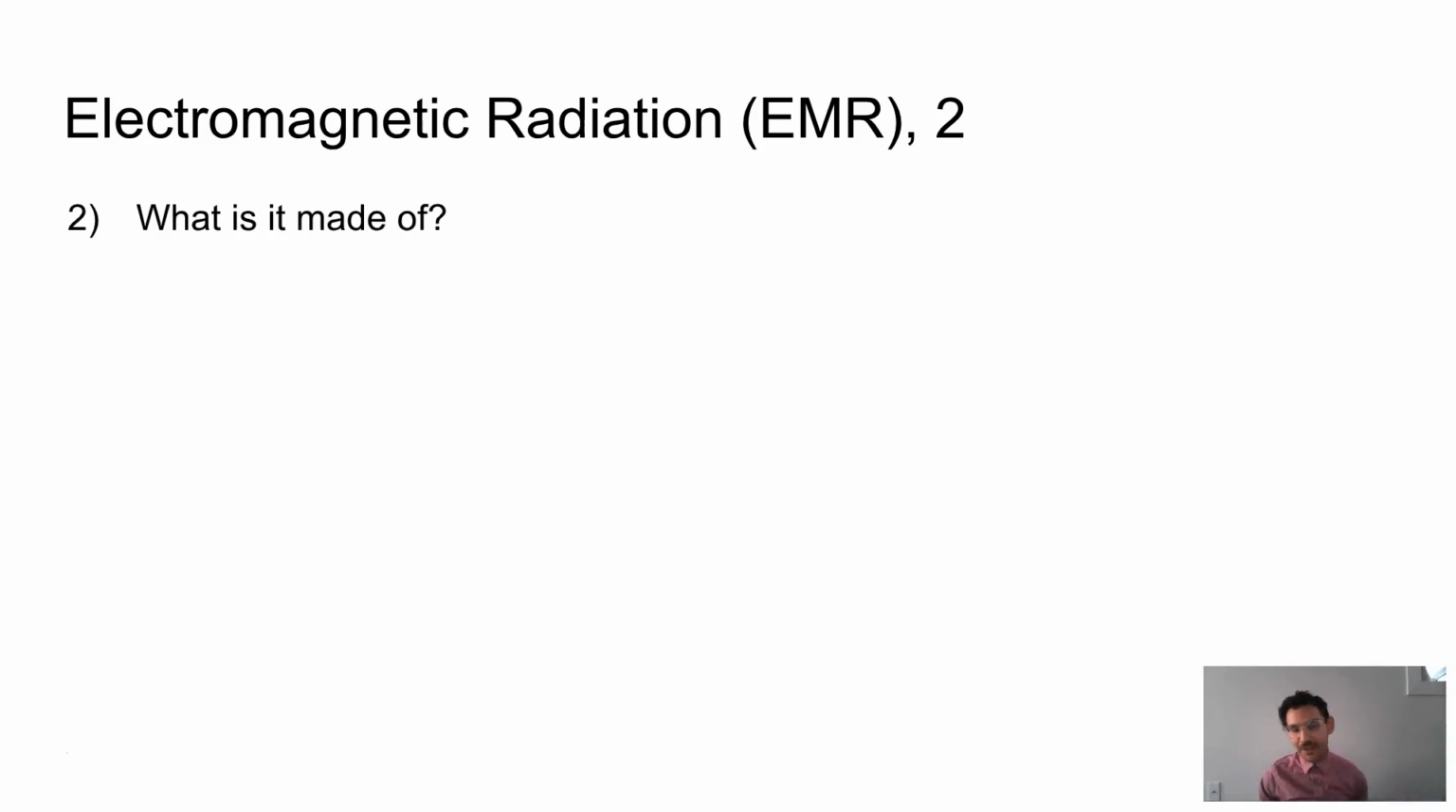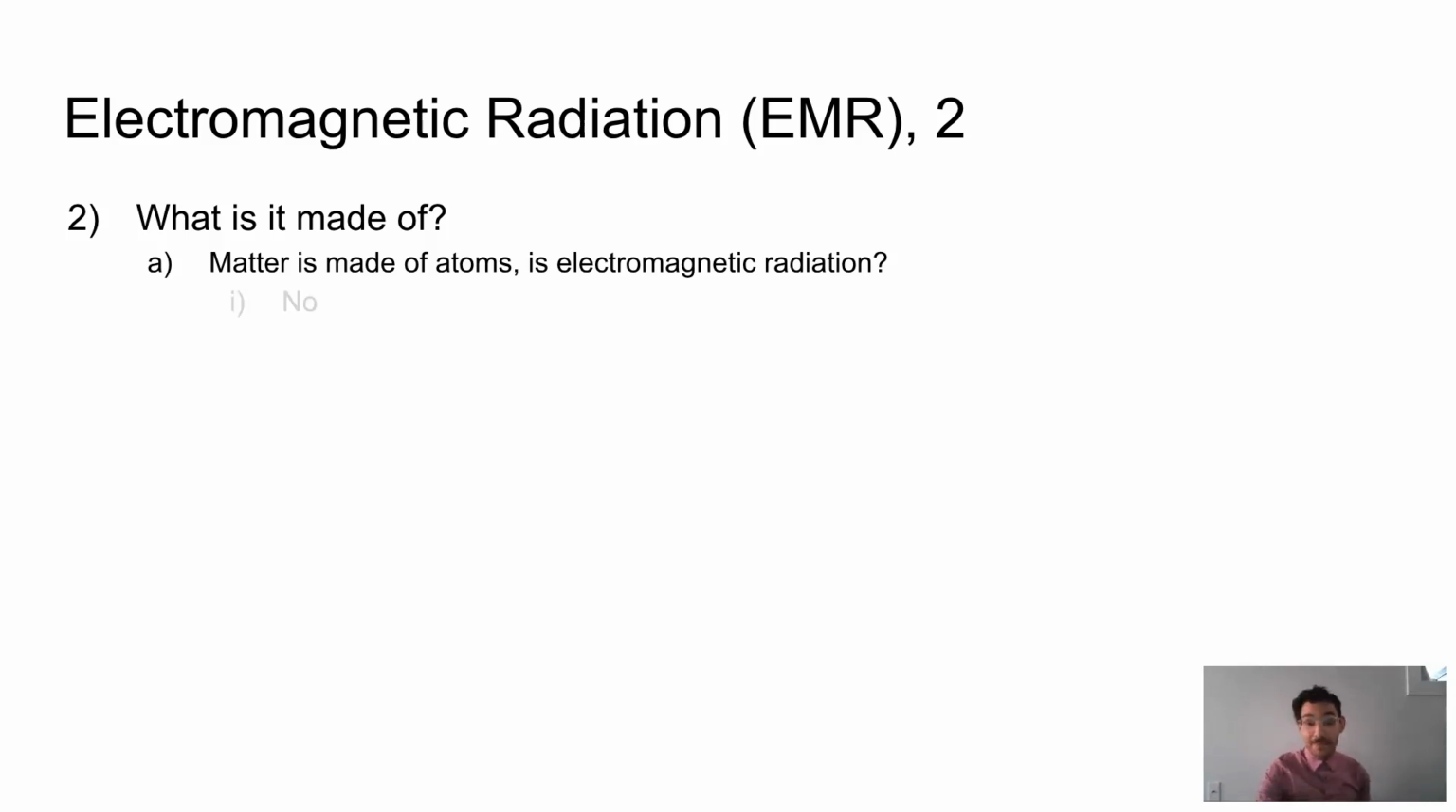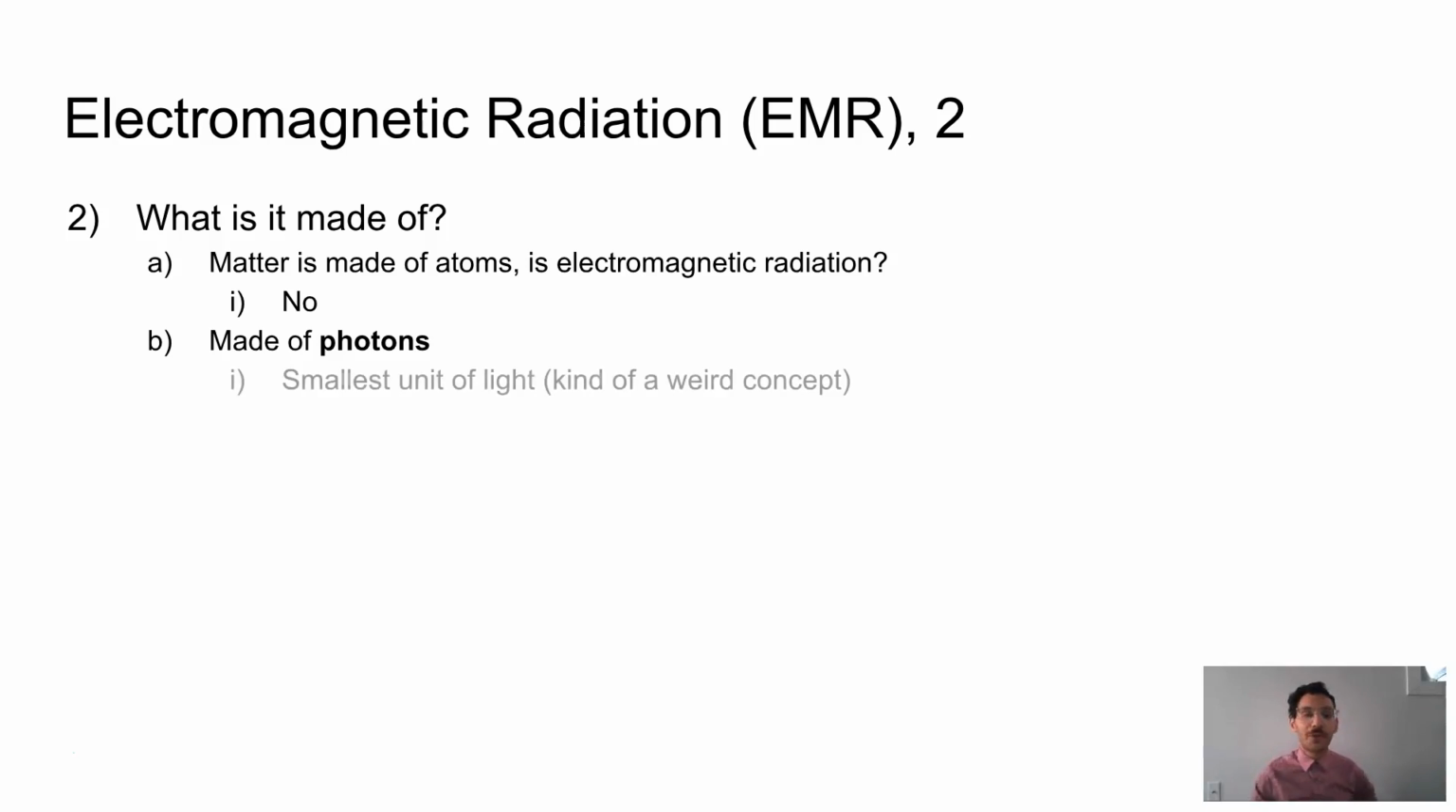What is electromagnetic radiation made of? Is it made of matter, like atoms? Matter is made of atoms. Is electromagnetic radiation? I don't know. Think about it. Well, you thought about it. Hopefully, the answer is no. Light is not made of atoms. Light falls under the electromagnetic spectrum. It's part of the whole EMR family, and I can definitely say that light is not made of atoms. It is, in fact, made of these different kinds of particles that we call photons. Photons are like a unit of light.